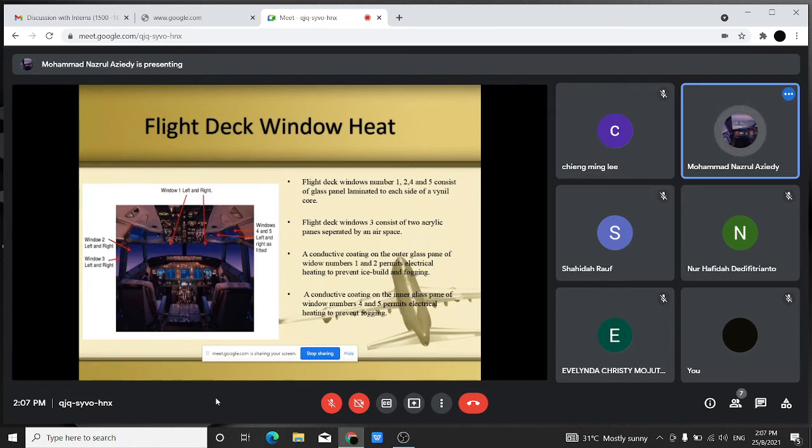A conductive coating on the outer glass pane of windows number 1 and 2 permits electrical heating to prevent ice buildup and fogging. A conductive coating on the inner glass pane of window numbers 4 and 5 permits electrical heating to prevent fogging. Window number 3 is not electrically heated.